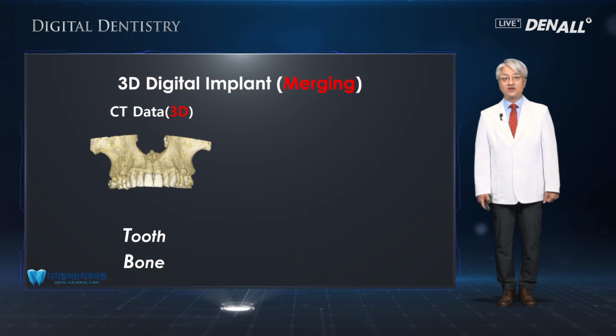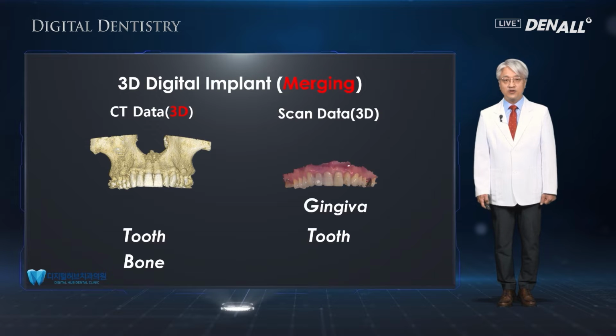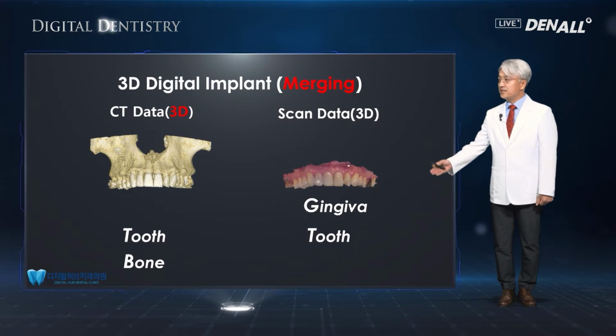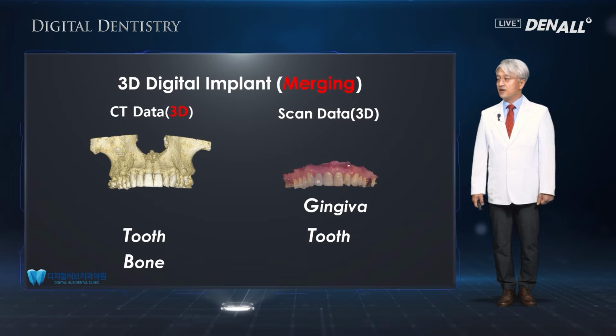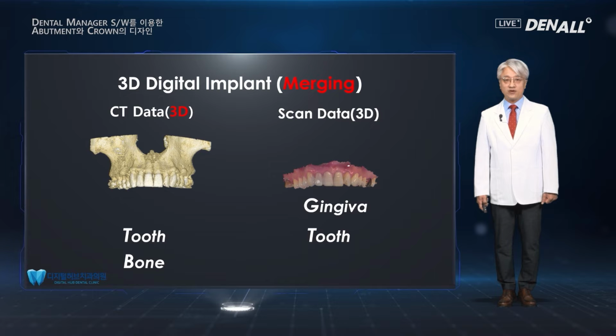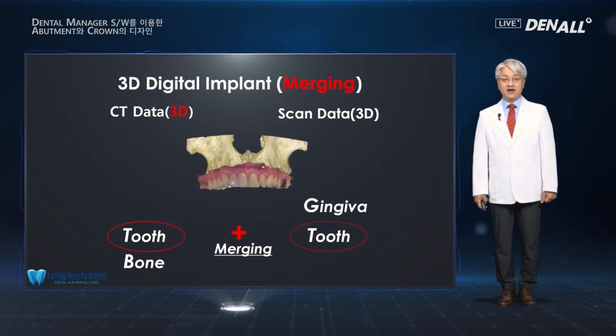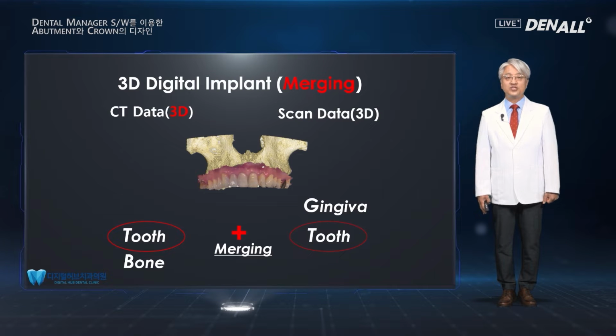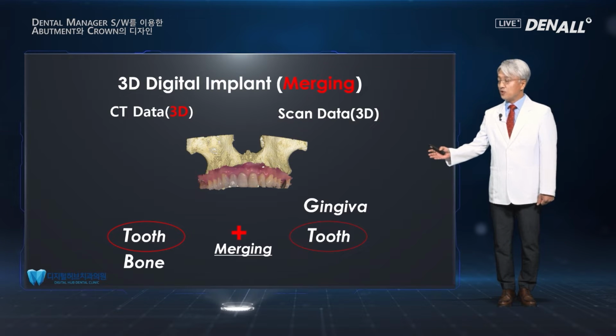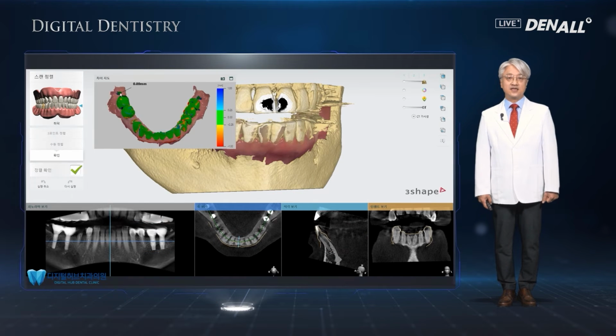With 3D digital implant through CT, teeth or bone 3D data are acquired. As you can see, the surface data like 3D data of gingiva and tooth are acquired through scanning the oral model, and the two data are merged. After merging the person's head and neck soft tissue, teeth and bone 3D data, designing will proceed.